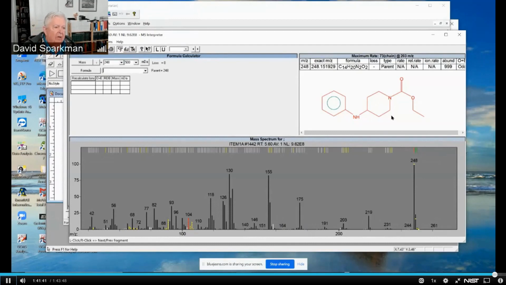And as it turned out, we were able to go to a clandestine chemicals database, find this compound, and get matching data from another agency. So these are some of the things that you can do with all of the tools that are in NIST.